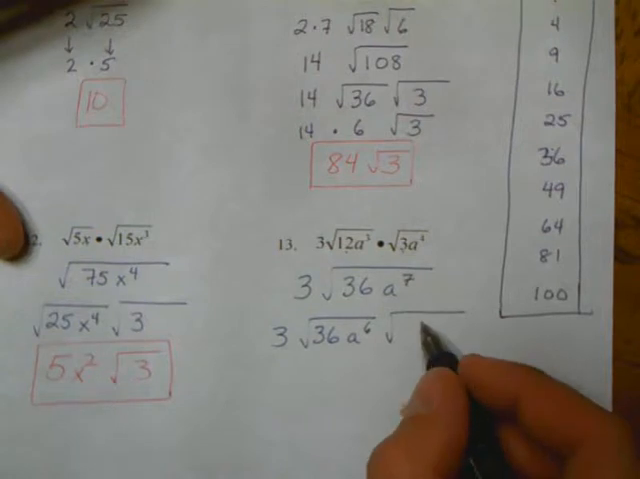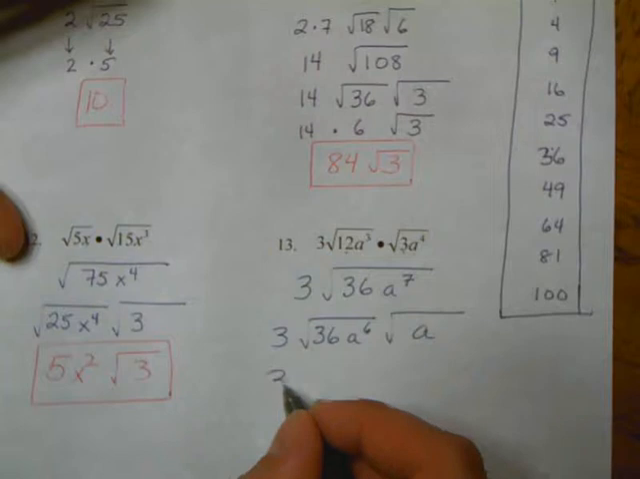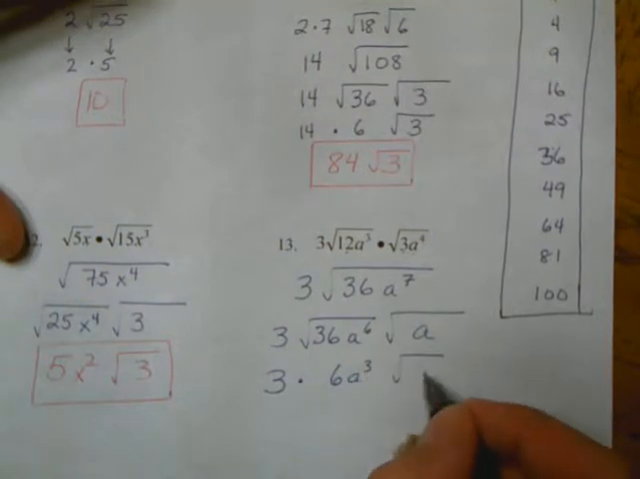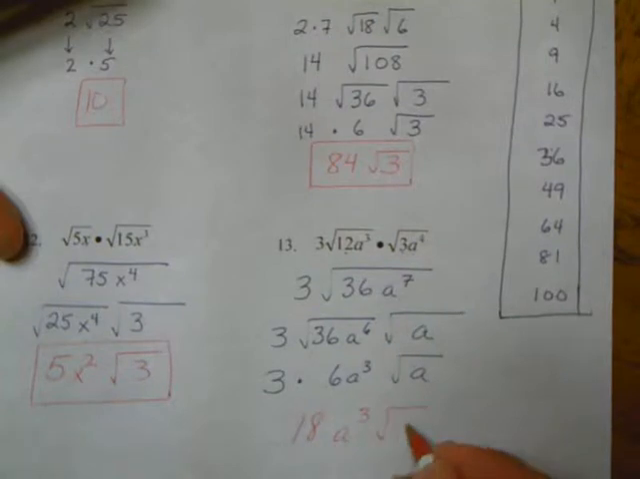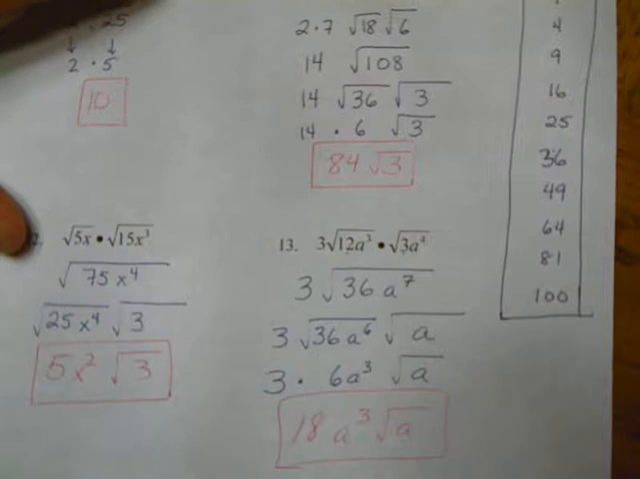I hope you realize that 36 is the perfect square. And then the largest even number underneath 7 is 6. So a to the 6th is my perfect square there. What's left over? Just 1a. Now we break it down. 3 times 6a cubed root a. The square root of a to the 6th is half of that, a cubed. And my final answer is 18a cubed times the square root of a.